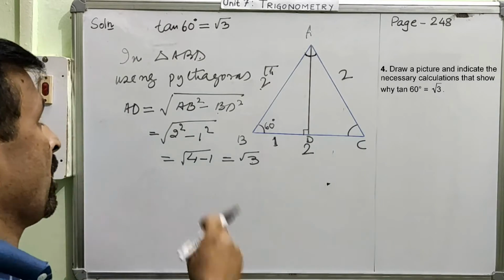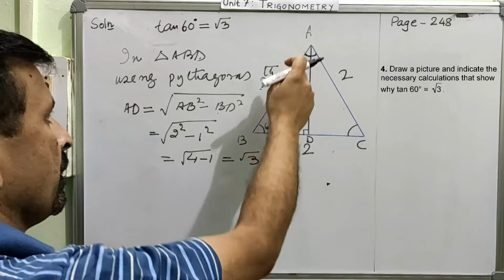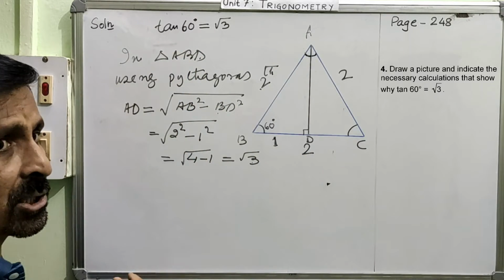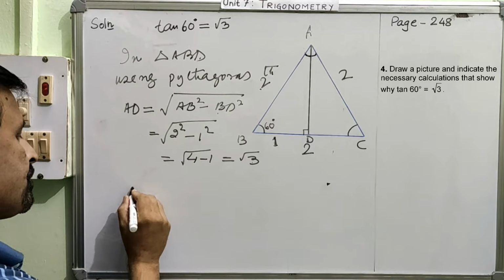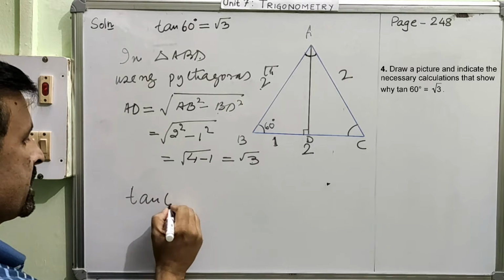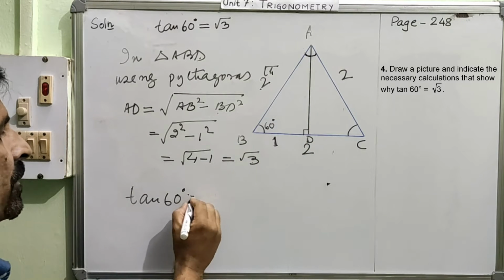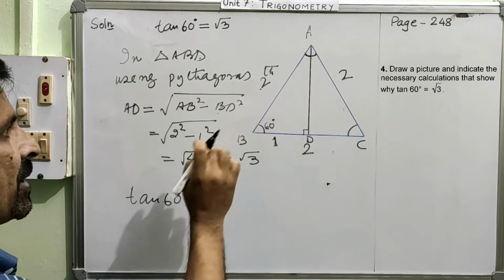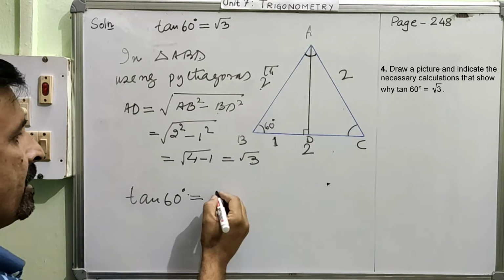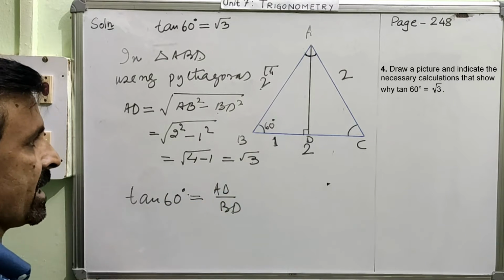Am I very clear? Now the question is telling us to prove that tan 60 degree is equal to root 3. So in this triangle, let us calculate the value of the trigonometric ratio tan 60. So tan 60 degree for the triangle ABD will be the ratio of the perpendicular and the base, because the angle is at this vertex. So the perpendicular will be AD, so it will be AD over BD. Am I right or not?